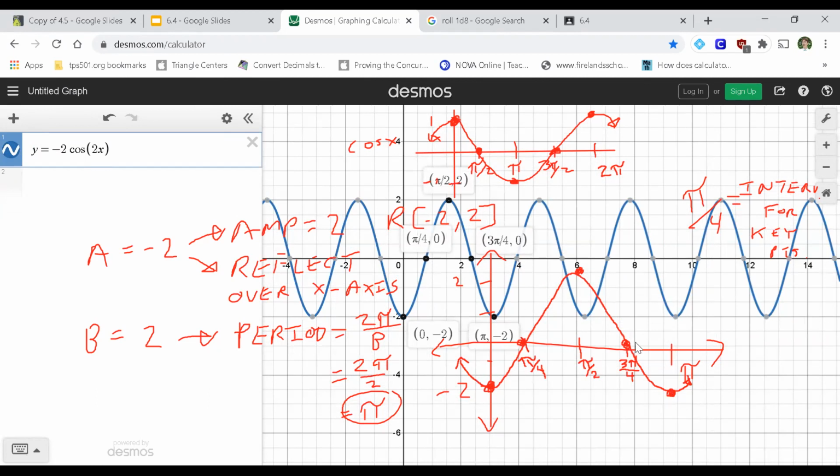So we can see not only did we do it right, but also if I'm taking the quiz or test and I'm like, oh, I don't exactly remember how to find the period. I know the b value is this, but I don't remember what I'm supposed to do. You can always graph it and see that it completes a cycle in 1 pi.